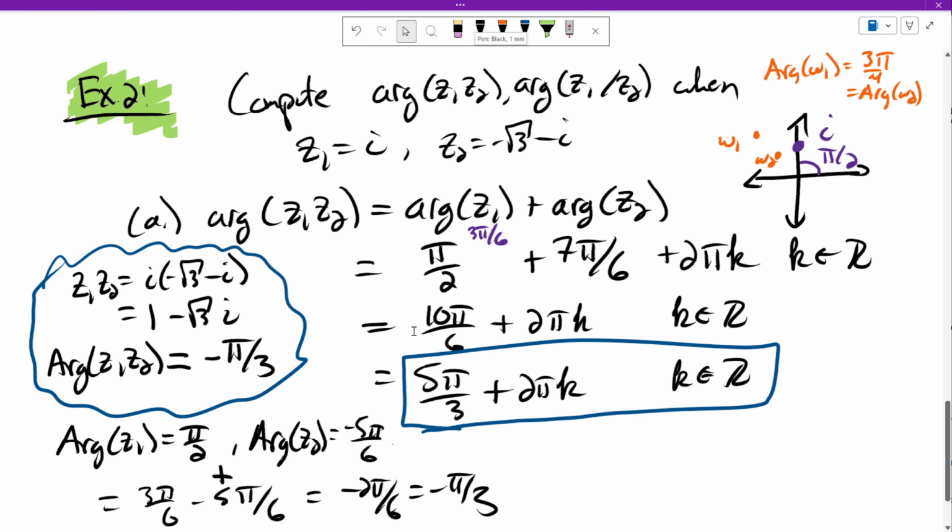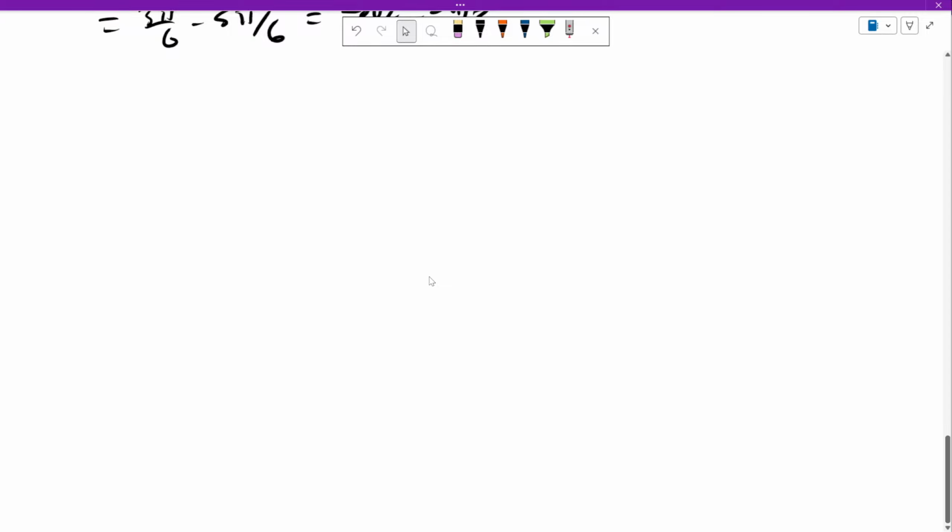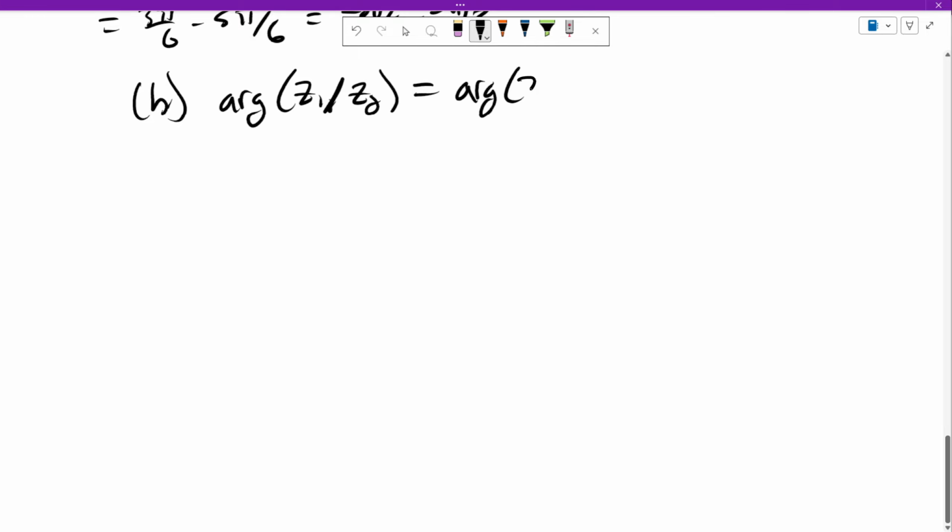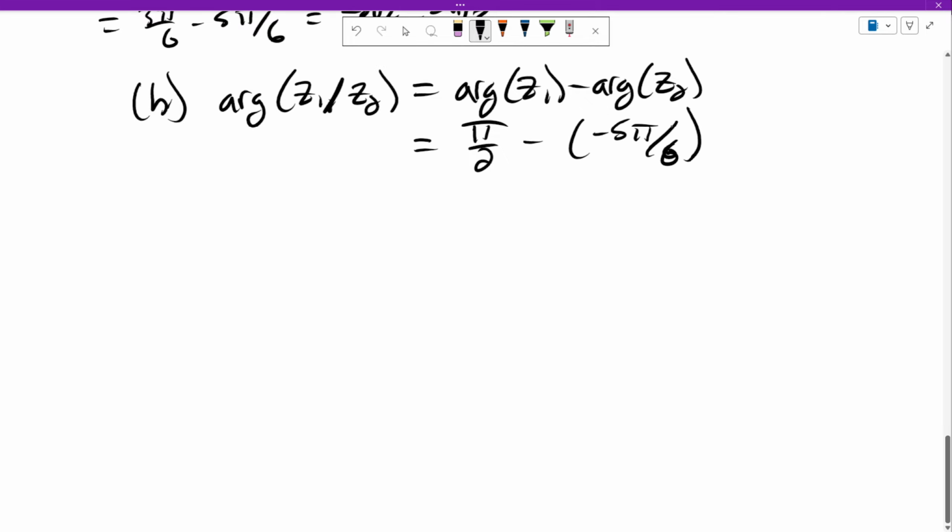Now the second part of this problem is to compute the argument of the quotient. So the argument of z1 over z2 is going to be the difference of the arguments. The argument of a quotient is the difference of the arguments, and we computed these already. It was pi halves, and this one was minus 5 pi 6. I'm going to choose to take it as the principal argument in this case. You could do 7 pi 6 if you like. And then we take all multiples of 2 pi, so all full rotations.